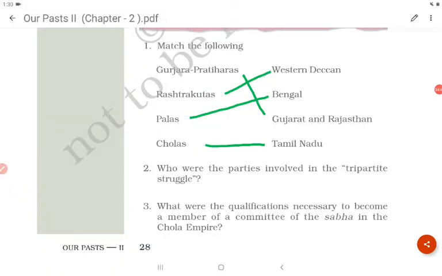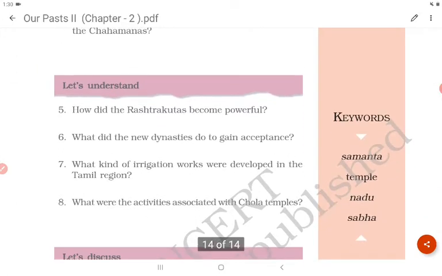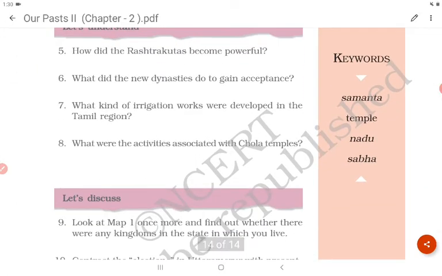Now let's start the match the following. Number 1, Gurjara Pratiharas in Gujarat and Rajasthan. Number 2, Rashtrakutas in Western Deccan. Number 3, Palas in Bengal. Number 4, Cholas in Tamil Nadu. Then the keywords: Samanta, temple, Nadu, and Sabha.